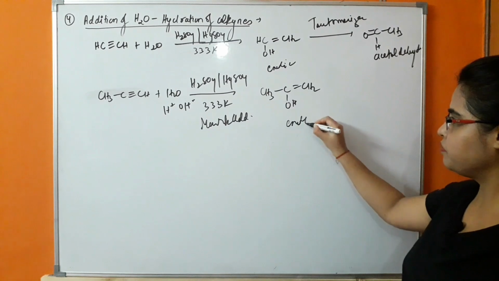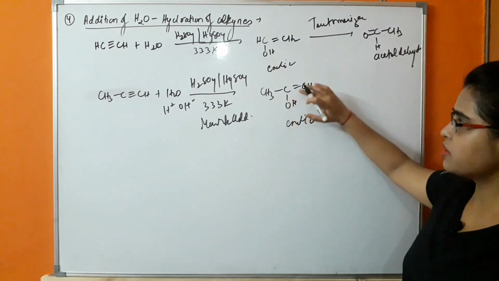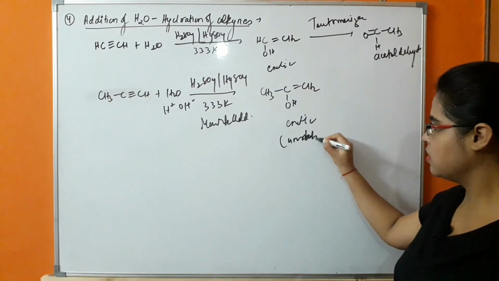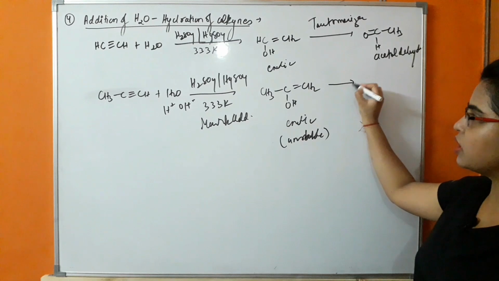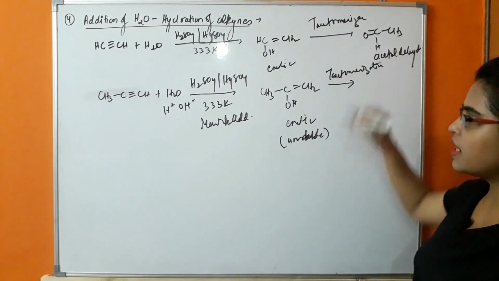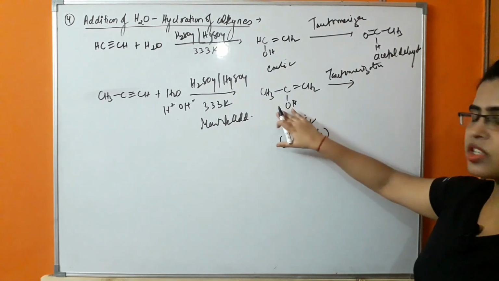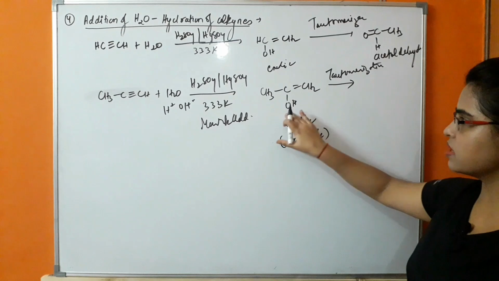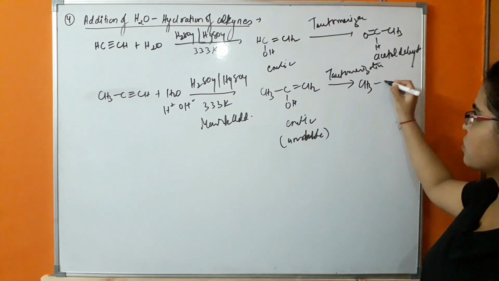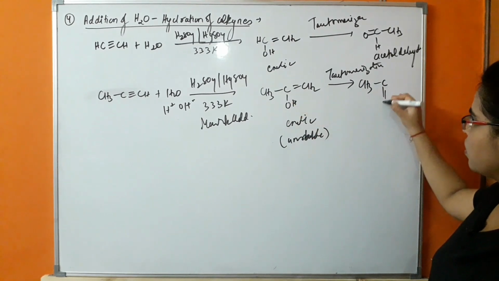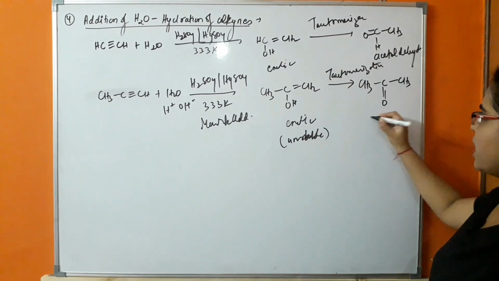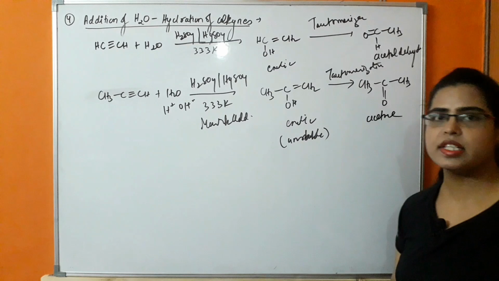So there is formation of this compound. This is enolic form, and we know that this enolic form is unstable. Because of that it will tautomerize. Tautomerization will be taking place. You know that in tautomerization there is a change in one isomer to another isomer. This is enolic isomer, so it will change to keto isomer. So there will be formation of CH3, C double bond O, and this hydrogen will shift to this carbon. So there will be formation of acetone, that is propanone.